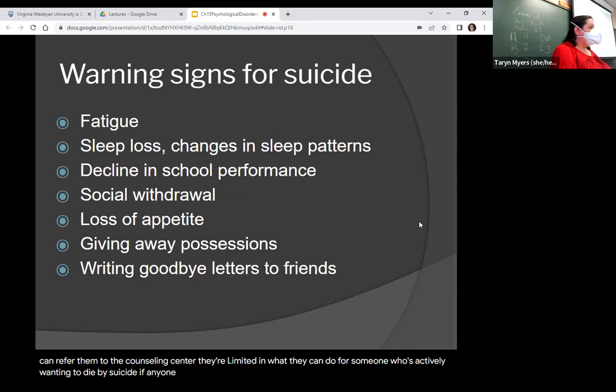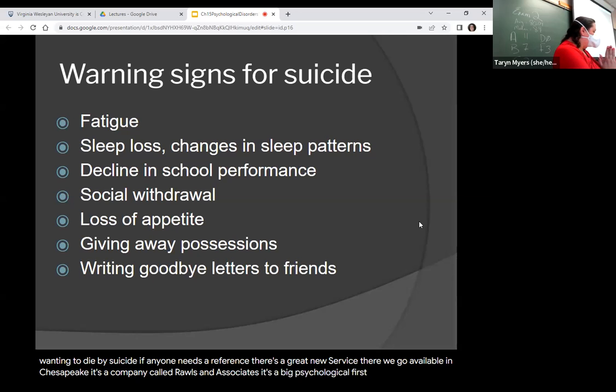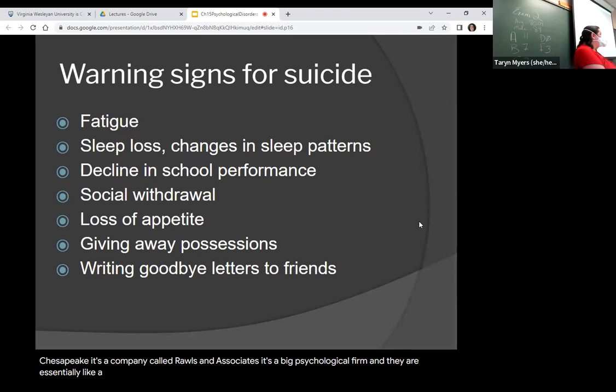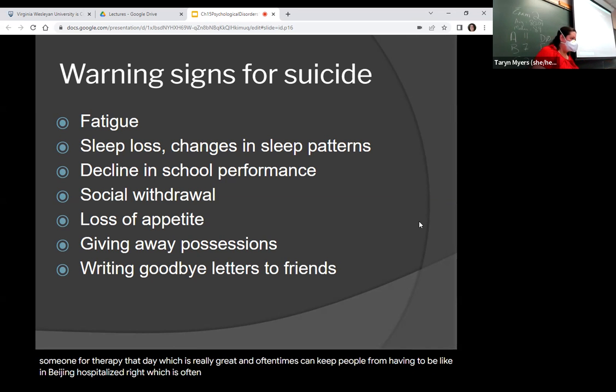If anyone needs a reference, there's a great new service available in Chesapeake. It's a company called Rawls and Associates. It's a big psychological firm, and they are essentially like a patient first, but for mental health. So you can go in, get an interview, and see someone for therapy that day, which is really great. And oftentimes can keep people from having to be inpatient hospitalized, right? Which is often expensive and not always helpful, depending. So we have an alum who works there and she told me about it, and it's a really great service.